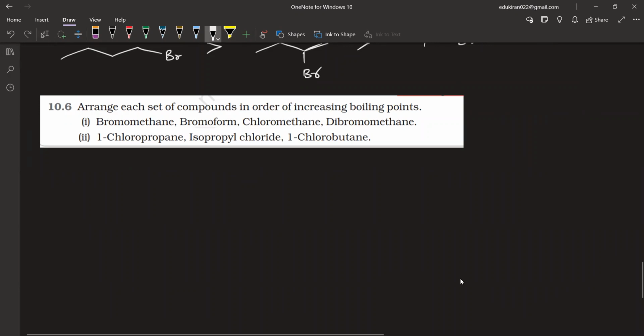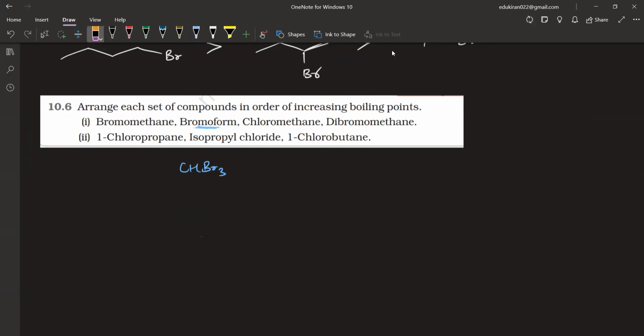How many of you know what is bromoform? Can you write the structure for bromoform? Yes or no? See, bromoform is CHBr3. Chloroform will be CHCl3. Iodoform will be CHI3. Fluoroform will be CHF3. So these are all bromoform, chloroform, iodoform, and fluoroform.